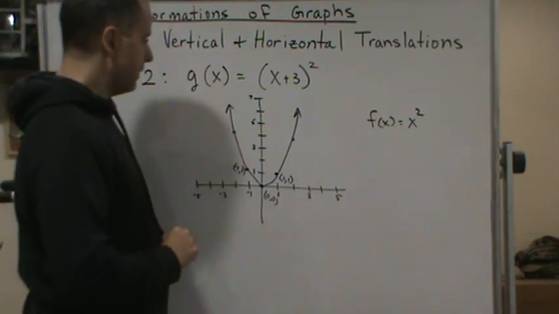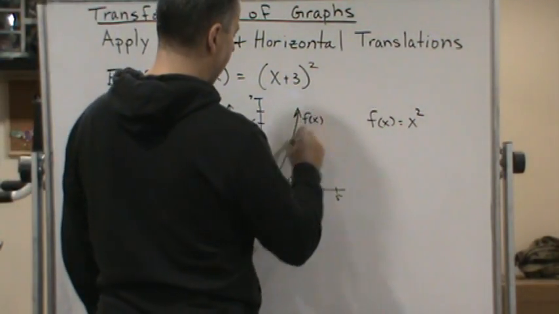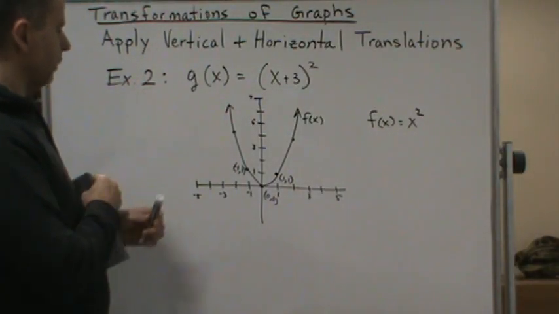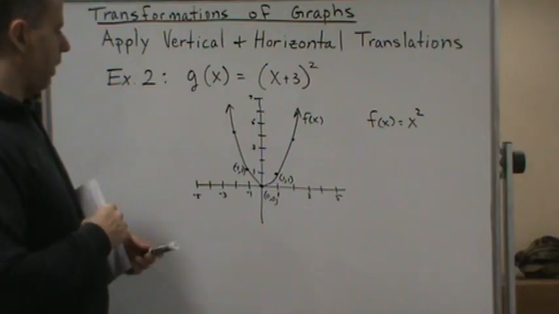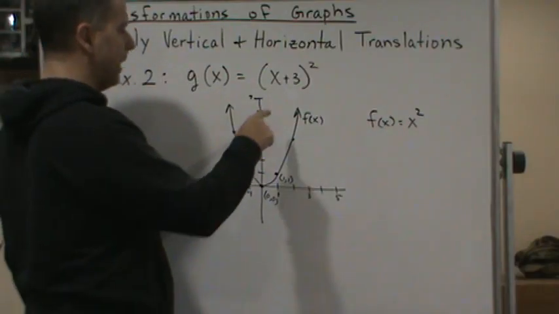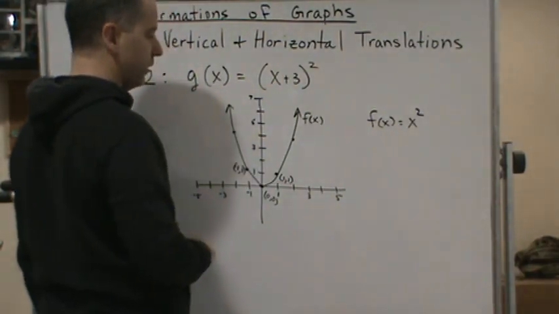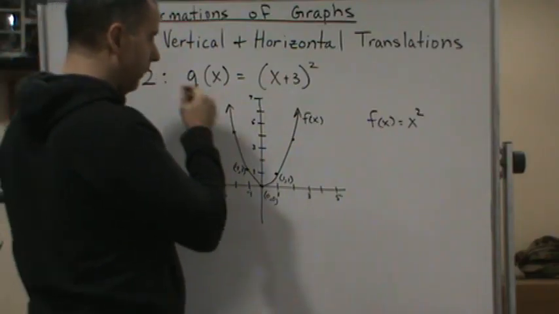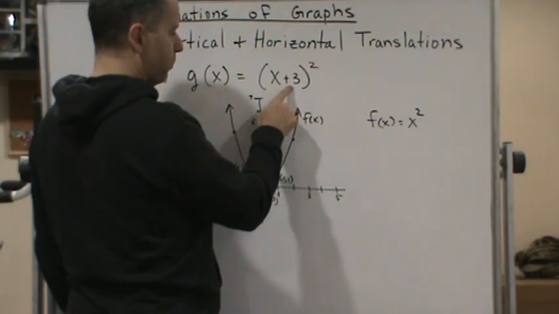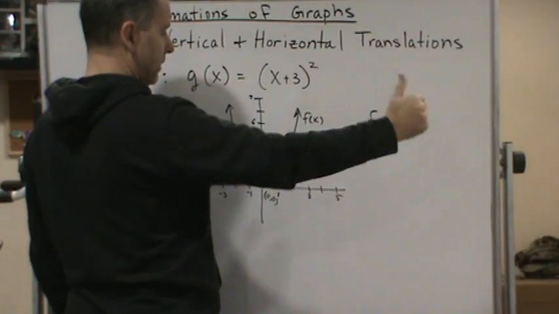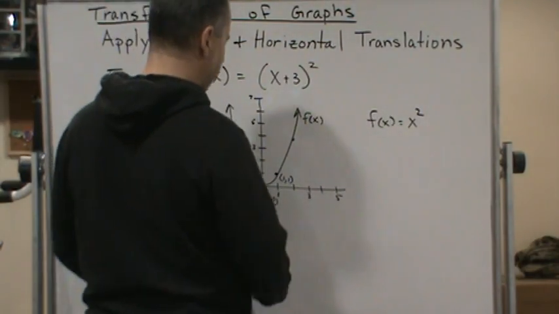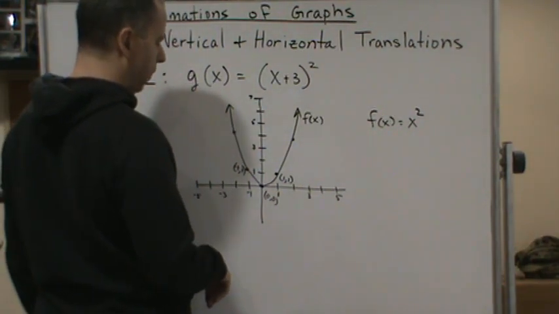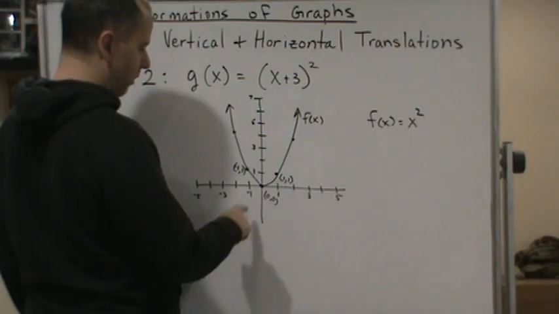Okay, so now this is our f of x. Now, what's going on here? What happens to the graph of f of x when we add 3 inside the function? So this is a horizontal shift, okay? So remember, it's going to be shifted 3 units not to the right, but to the left.